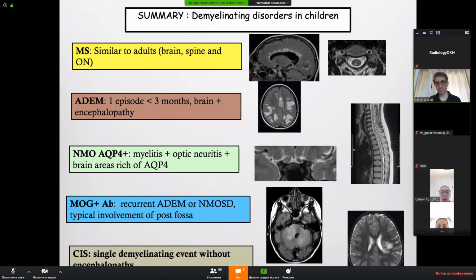Okay. Finally, CIS, so an isolated single demyelinating event without encephalopathy. Okay.